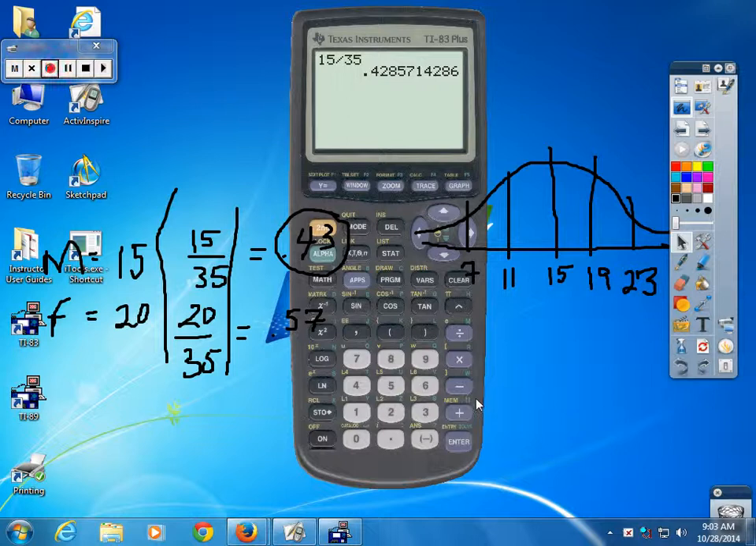All right, 0.43 times NPQ, so that N will be 35. All right, that's our average. And then take that, multiply that times 0.57. That's NPQ, that's 8.55. Raise that to the 0.5 power.